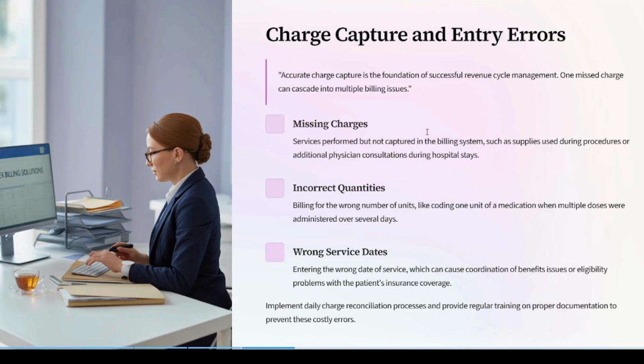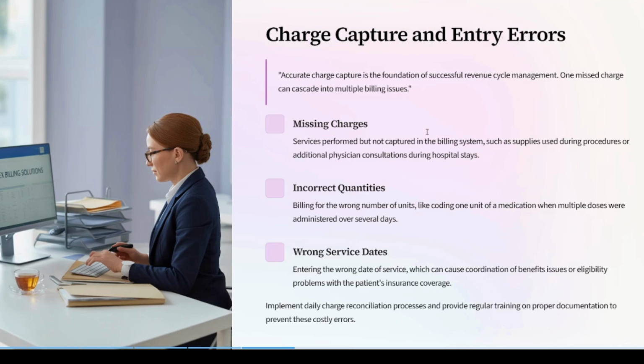All right, so first we have missing charges. Services performed but not captured in the billing system, such as supplies used during procedures or additional physician consultations during hospital stays. And there is a lot of times that I've seen missing charges on a claim. So I have to send it back to where it goes to get that information updated.